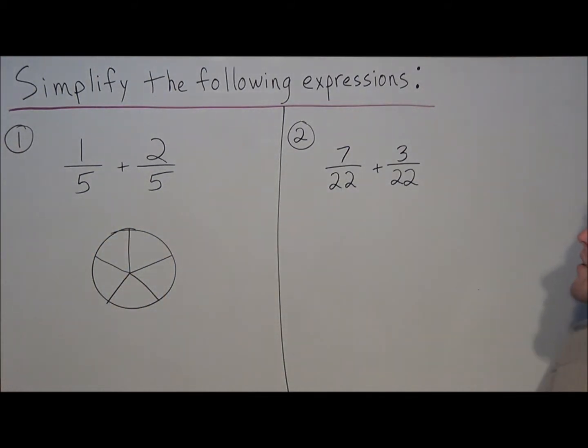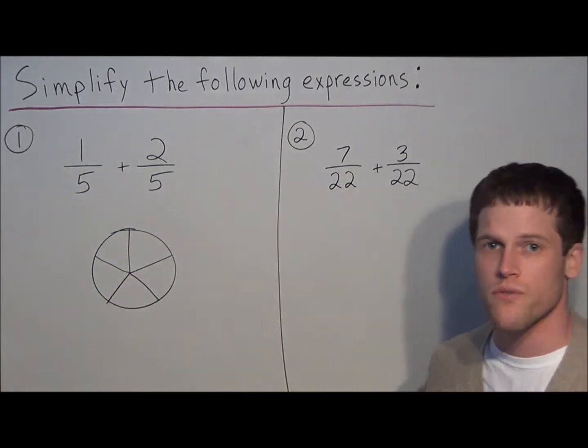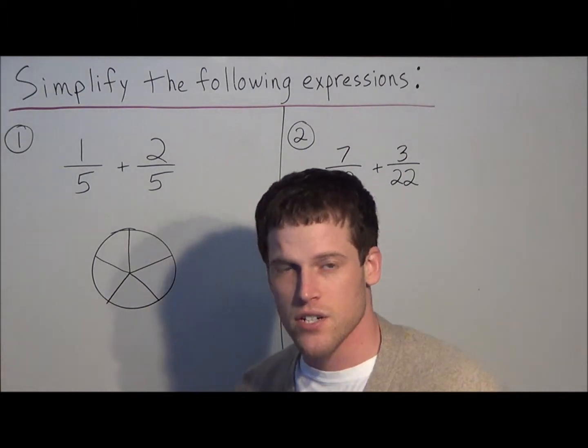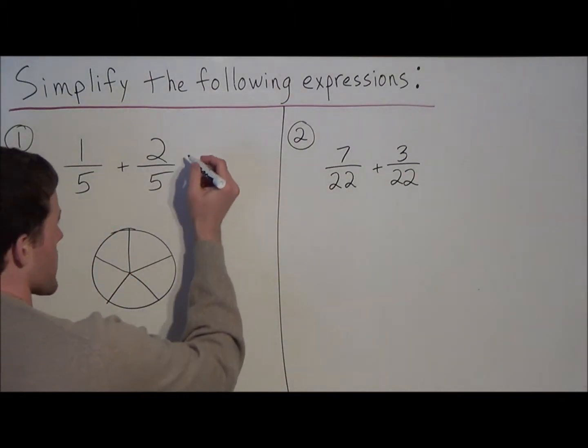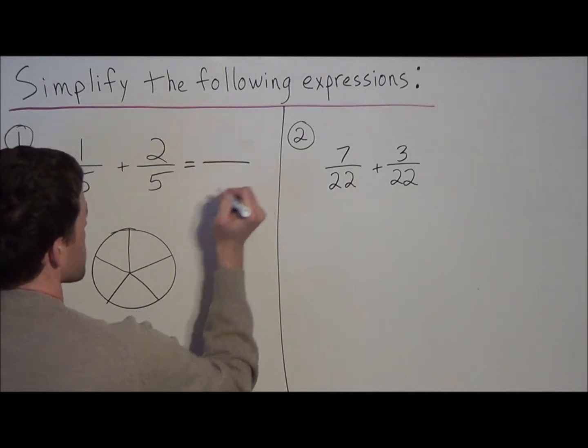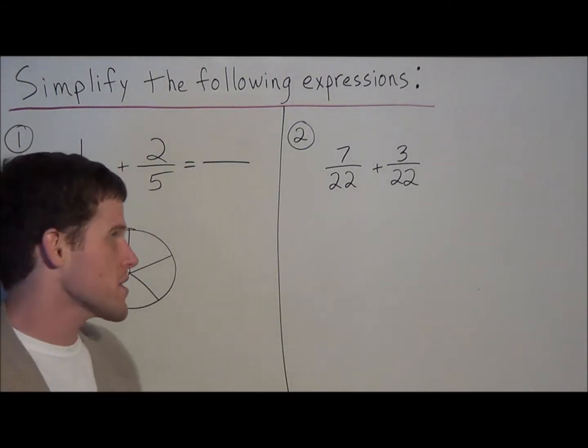So we have simplified the following expressions, and for the first example we're doing 1/5 plus 2/5. When you're adding fractions, one of the most important things to remember is that you're not going to be adding the denominator. So the first thing you should do is rewrite the denominator.